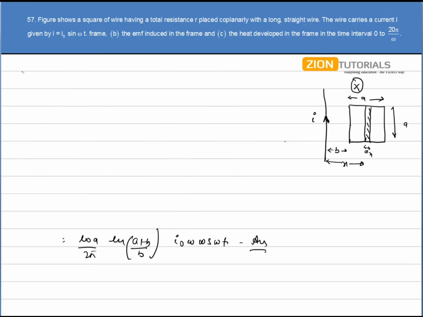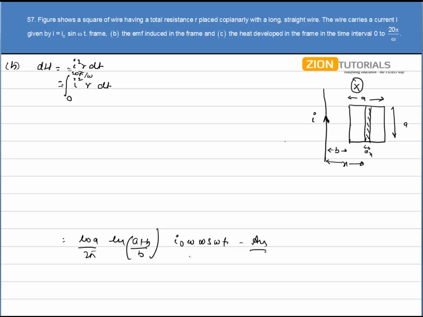Now in the second part, we have to calculate the heat developed. First of all, I assume that dH, a small heat produced in a small time interval, is I square R dt, where R is the resistance of the loop and I is the current through the loop. So I can write it as I square R dt integrated from 0 to 20 pi by omega.